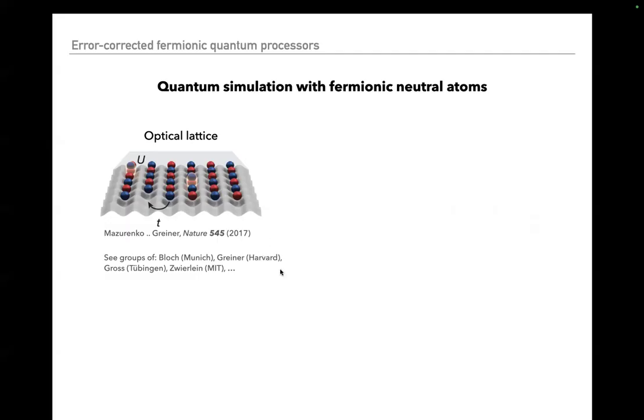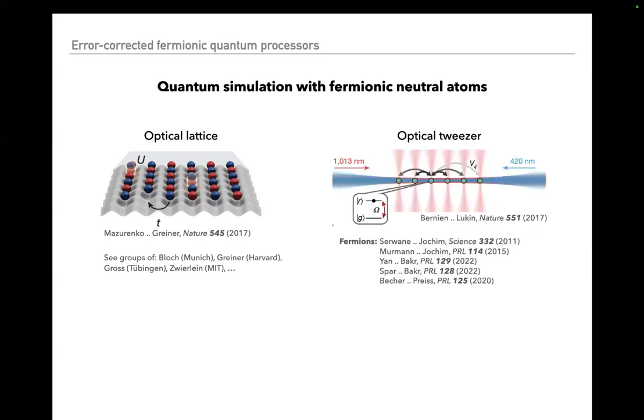And this is an approach that has been very successful and has shown a lot of very interesting results in experiments, notably in famous groups in Munich, Harvard, MIT, and so on. On the other hand, recently there is a lot of activity in arranging atoms, as shown over here, in optical tweezer arrays. This is an old picture from one of these first experiments.